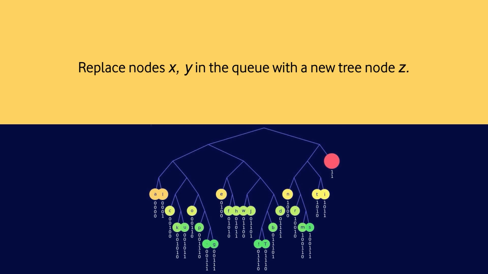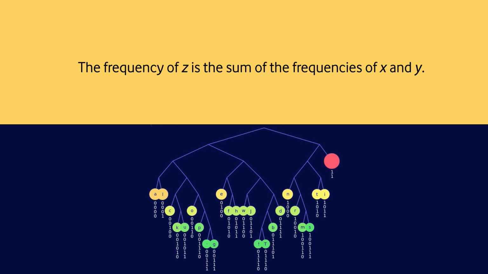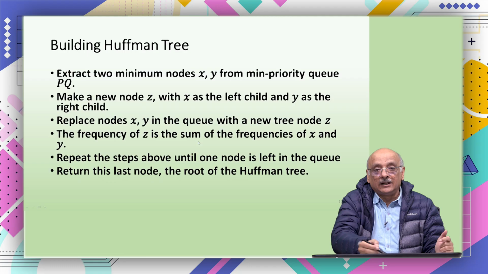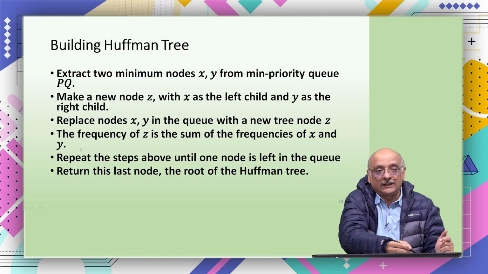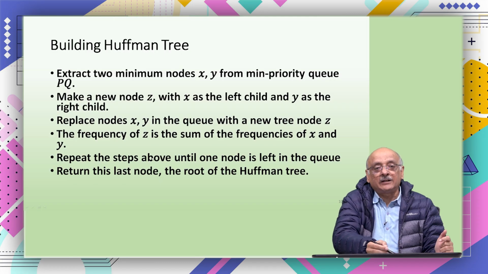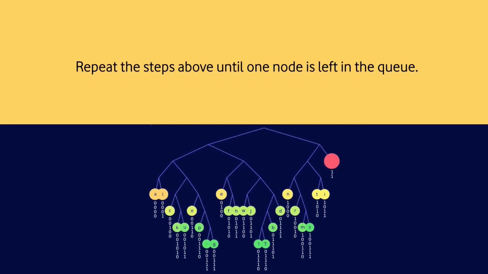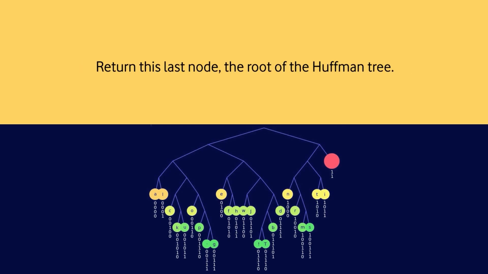Then replace nodes x and y in the queue with the new tree node z. So, we will be creating a new tree node and replacing them, and the frequency of z is the sum of the frequencies of x and y, just added together. This step will be repeated until one node is left in the queue, and we return this last node as the root of the Huffman tree. So, this becomes the Huffman tree.